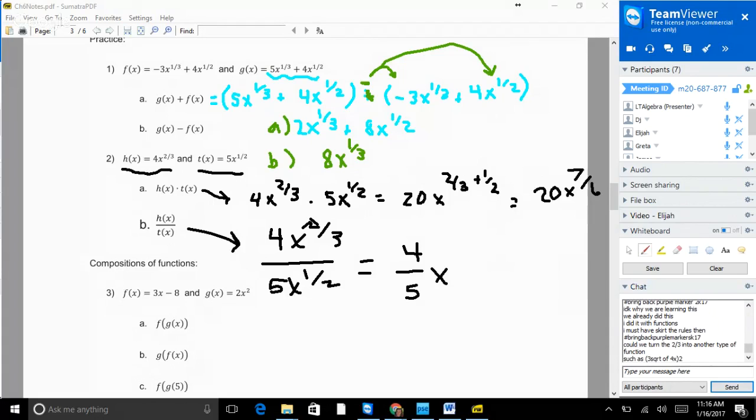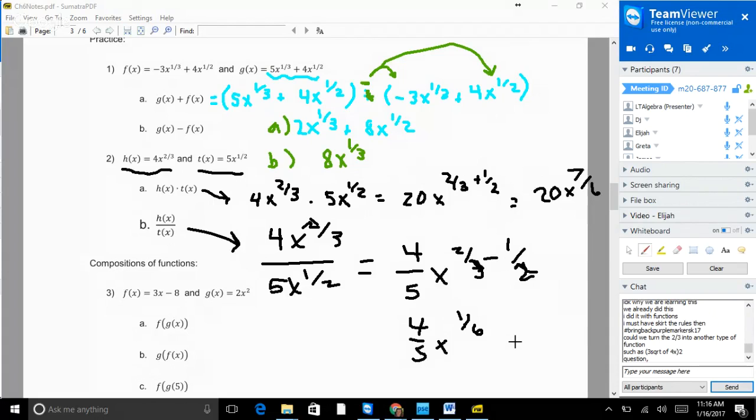And then when we have exponents, x to the 2/3 divided by x to the 1/2. When we're dividing, we subtract. So it's going to be 2/3 minus 1/2. That's supposed to be a 3, and that's supposed to be a 2. That's what happens when I'm trying to draw. 2/2. Okay, and this is a 3. Sorry for the messy work. So when I subtract those, I get 4/5 x to the 1/6 power. So not so hard, right?